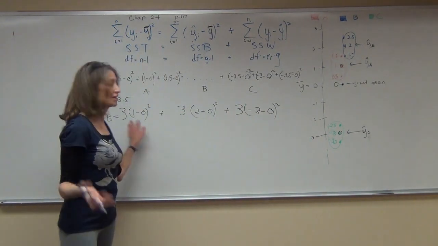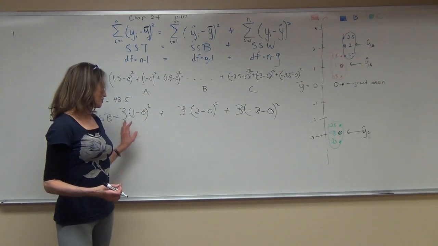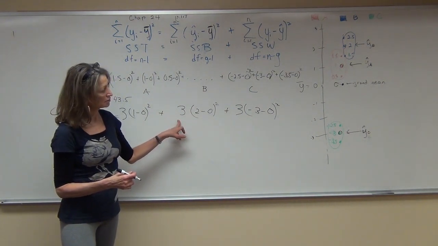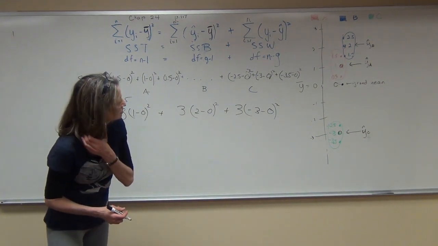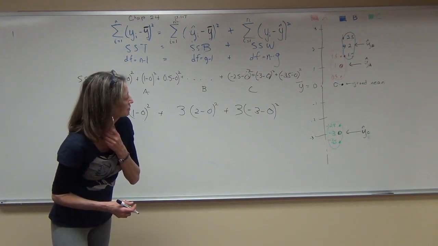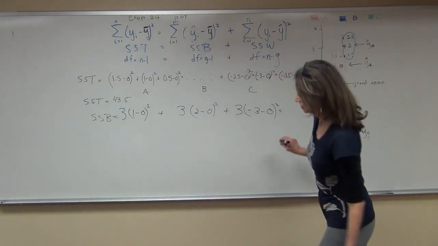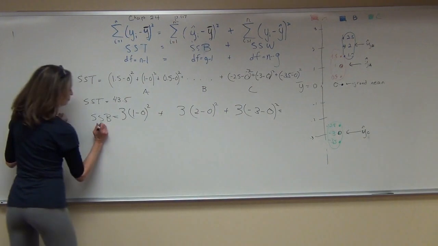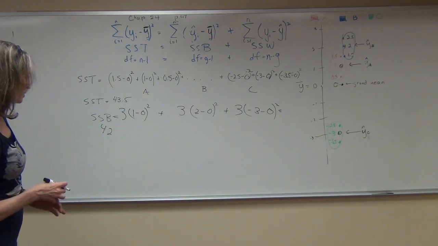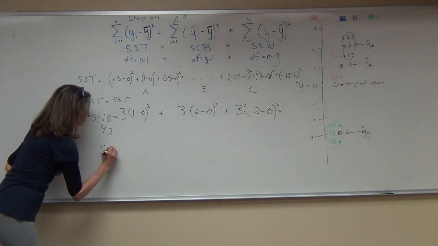And if you had 4 points in each, it would be 4, 4, and 4. Okay? So we get 3 times 1 squared plus 3 times 2 squared plus 3 times 3 squared. So we do that, and we'll get 42, correct? Is that right? Yeah. Okay, so now let's do the last one, sum of squares with n.